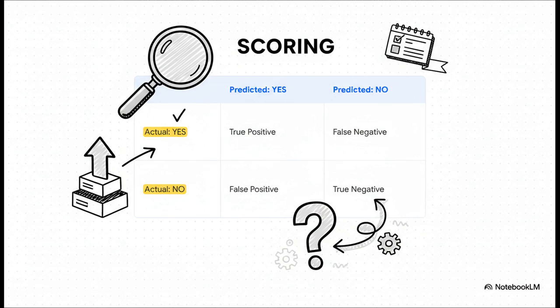Okay, so how do we grade this new kind of model? We use something called a confusion matrix. It sounds complicated, but I promise it's really just a simple 4-box scorecard. It compares what we predicted to what actually happened. Did we predict yes, and they really did tip? That's a true positive. Did we predict yes, but they didn't tip? Oof, that's a false positive. It shows us exactly where we were right and where we were wrong.